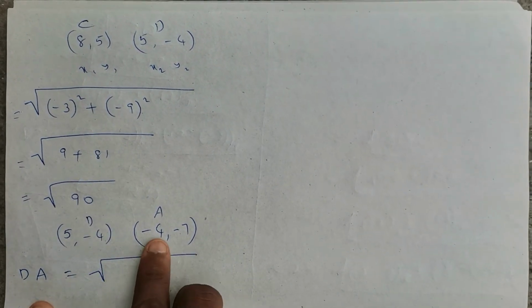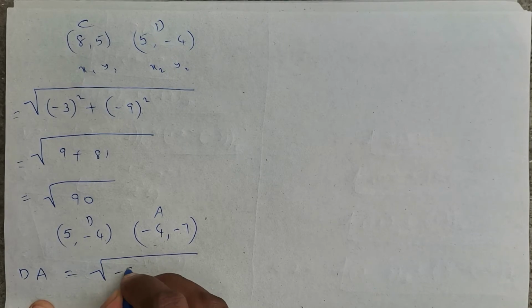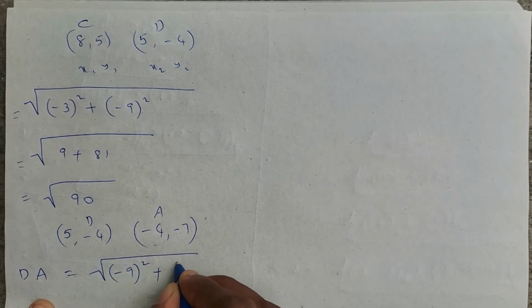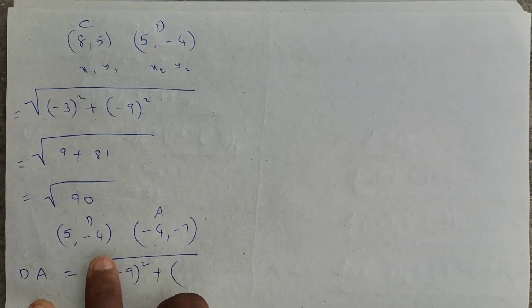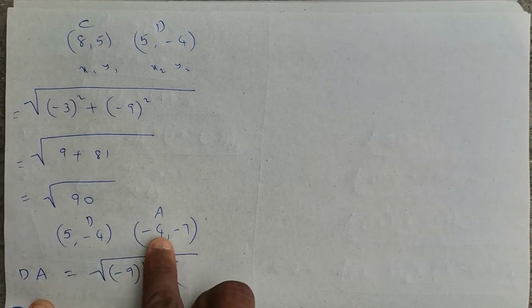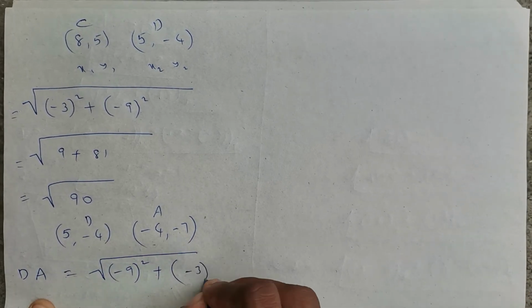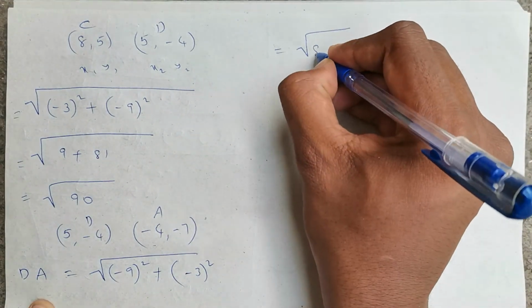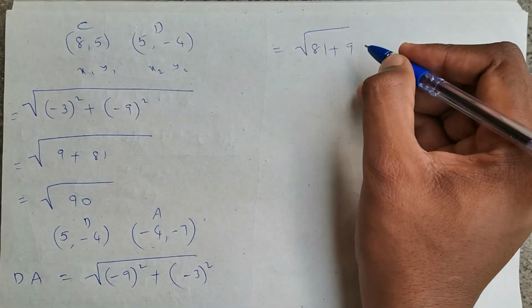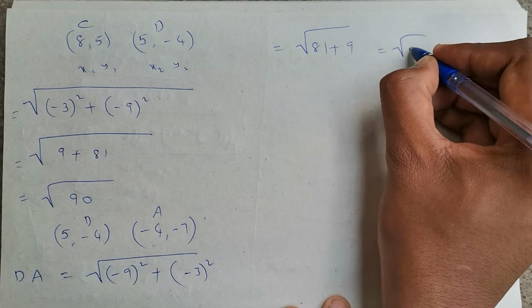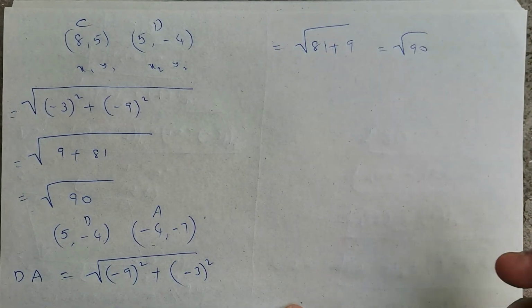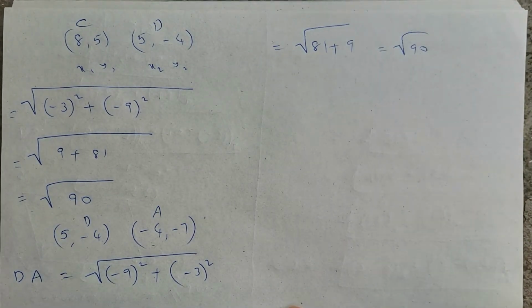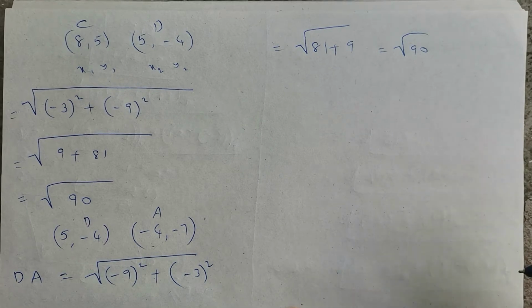x2 minus x1, minus 4 minus 5, minus 9 whole square, plus y2 minus y1, this is already minus 1, so it will become plus, minus 7 plus 4, minus 3 whole square, which is equals to under root minus 9 whole square is 81 plus minus 3 whole square is 9, equals to root 90. So all the four sides we got as root 90, root 90, root 90, root 90 only.